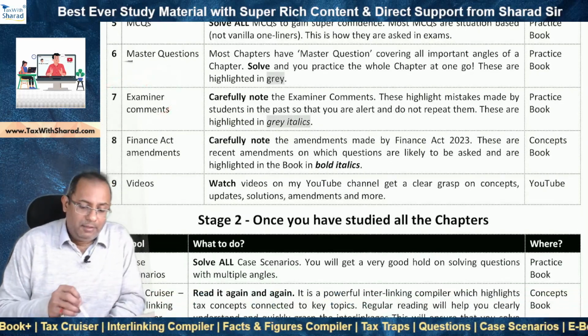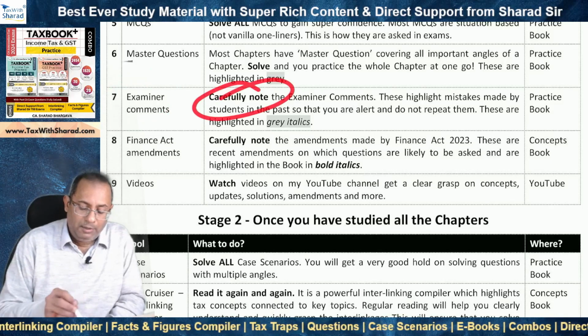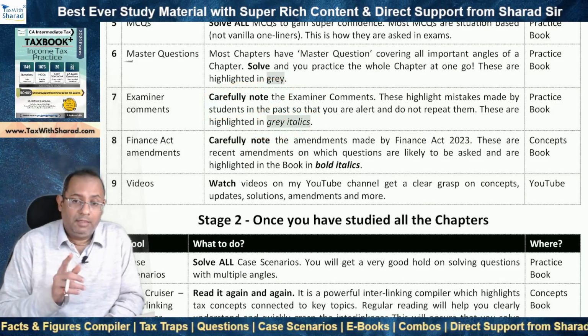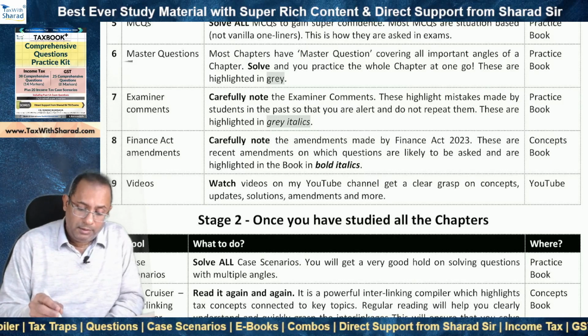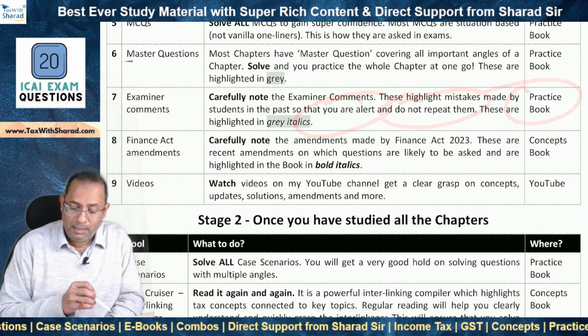Number 7 is examiner comments. Carefully note the examiner comments. They are given in gray italics and they represent the mistakes which students have made in the past, and this will help you avoid those mistakes again. So that you are alert and do not repeat them, and you will find them in the practice book.